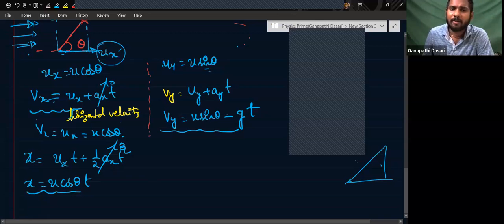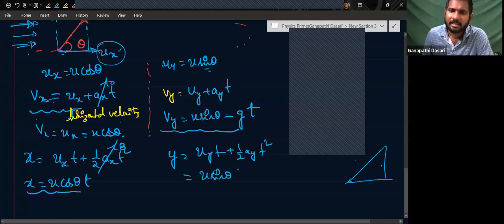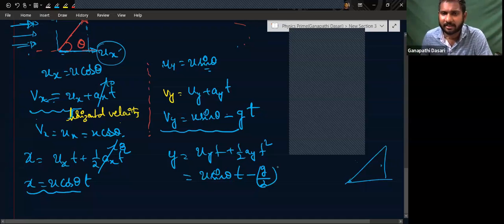So what is y, the y direction displacement? uyt plus half ayt square. Uy is u sin theta, so y is u sin theta t minus g by 2 t square, because u sin theta is in the positive direction, if it is taken as positive, and g is in the negative direction.